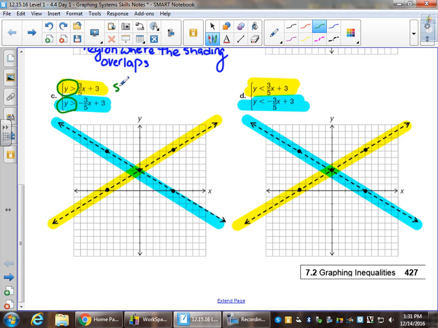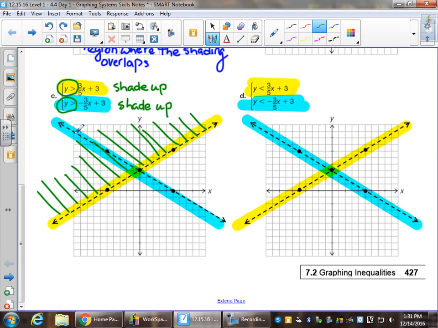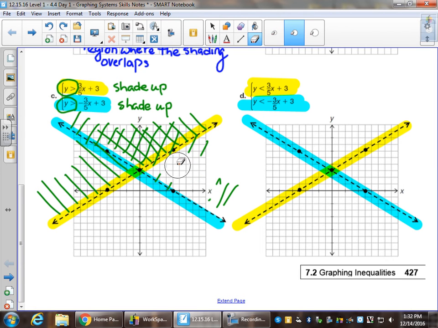So it says y is greater than, so I know that's shade up or above, whichever way you want to write it. This is also y is greater than, so this is also shade up. So for both lines, I'm shading above or up. This is the upward direction on the y-axis. And then for the blue line, shade up. Again, to find the solution, I look where does the shading overlap? It overlaps in this upper part. So I take my eraser, erase everywhere that's not the solution, so it really stands out what the answer is.